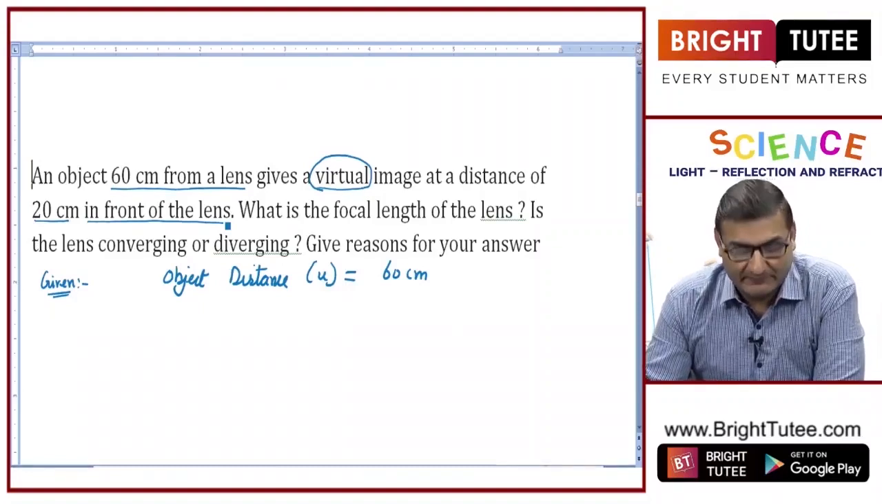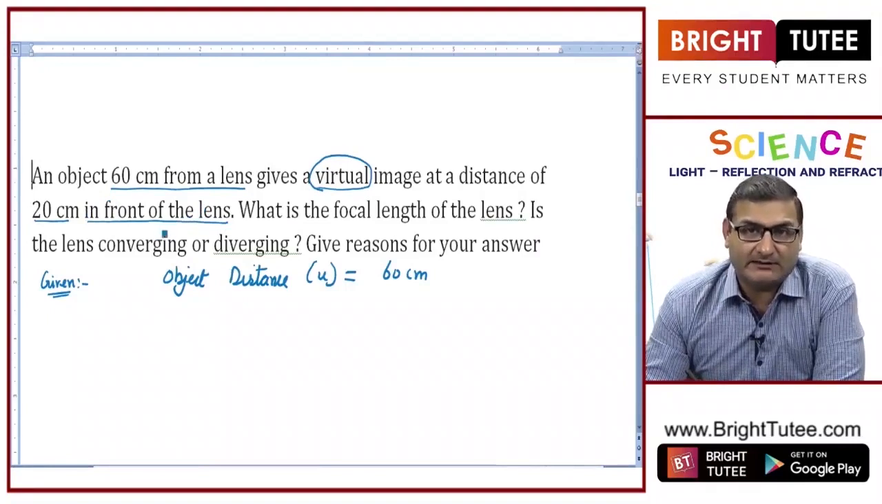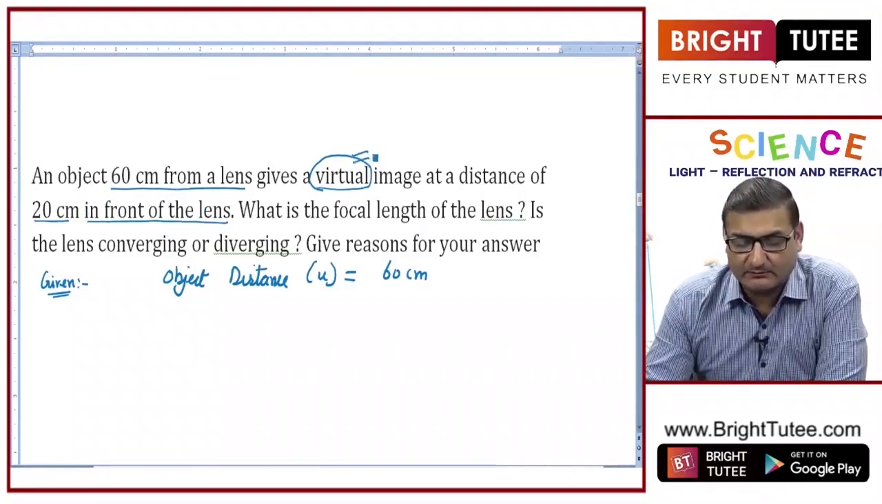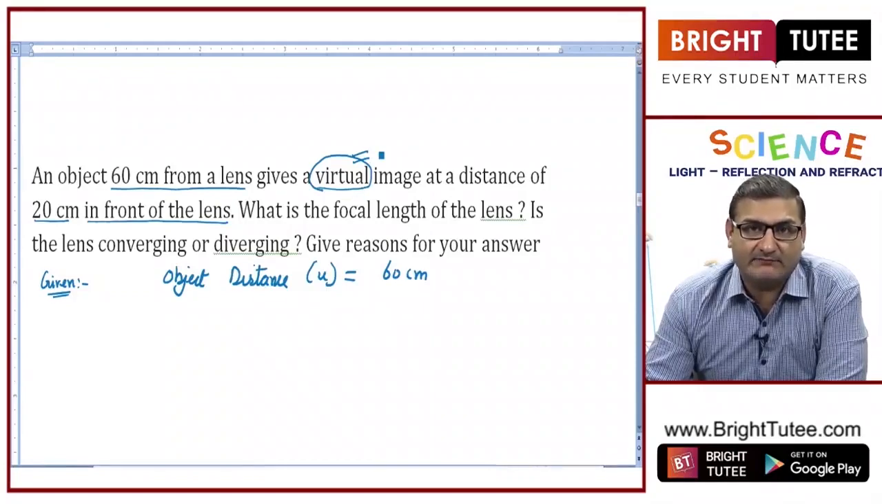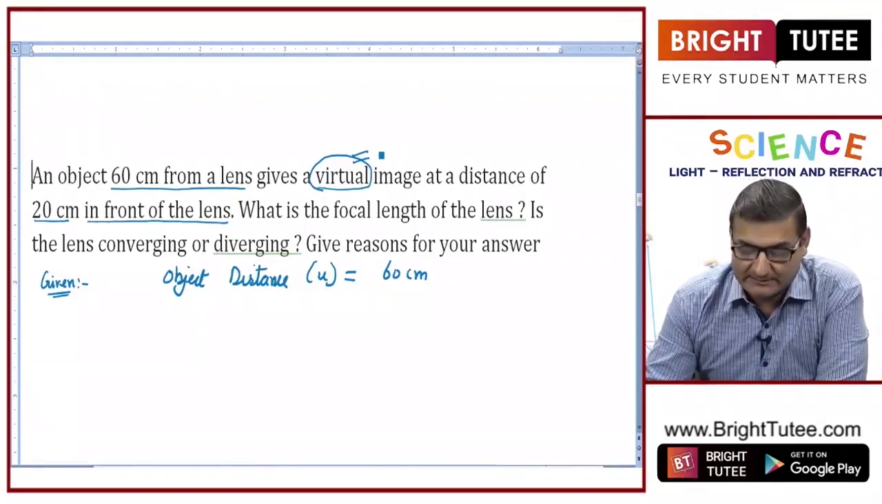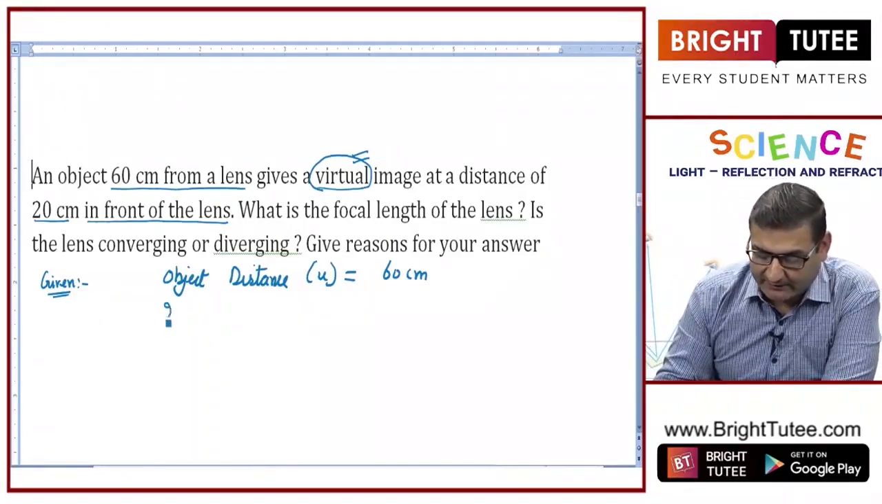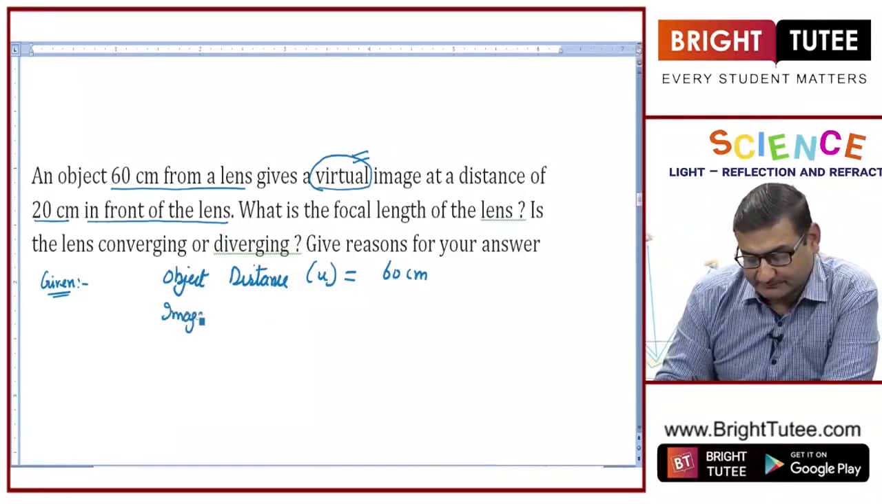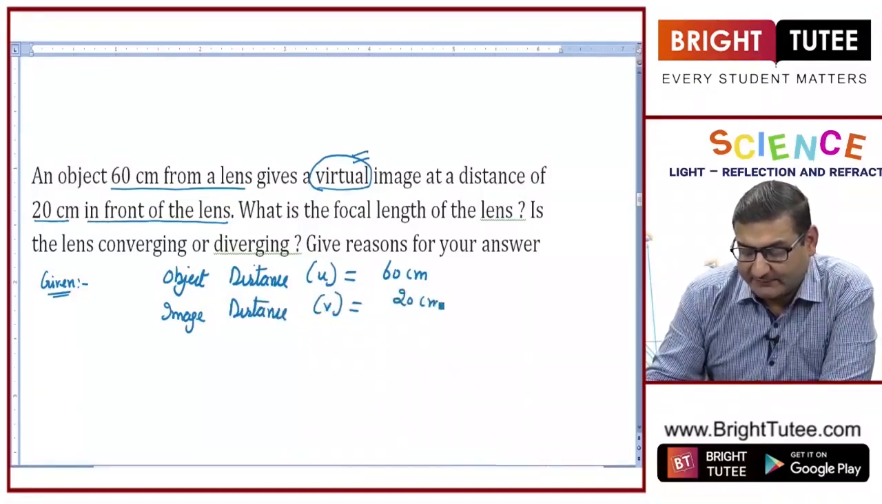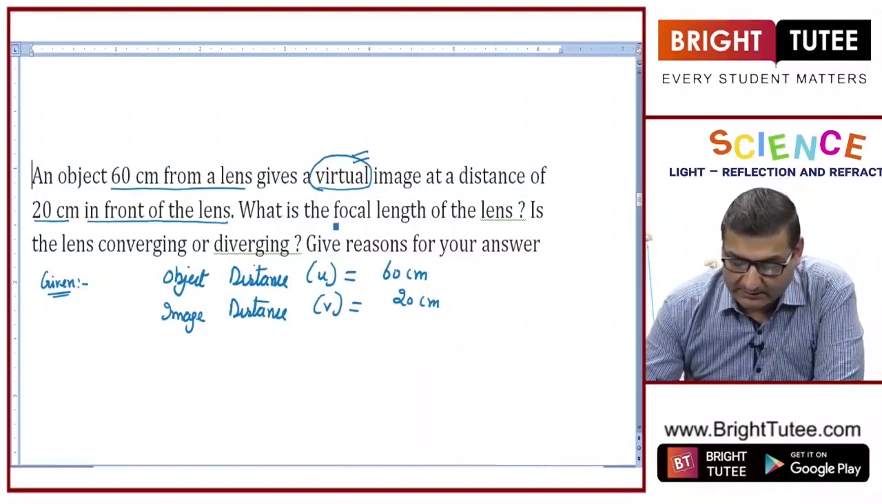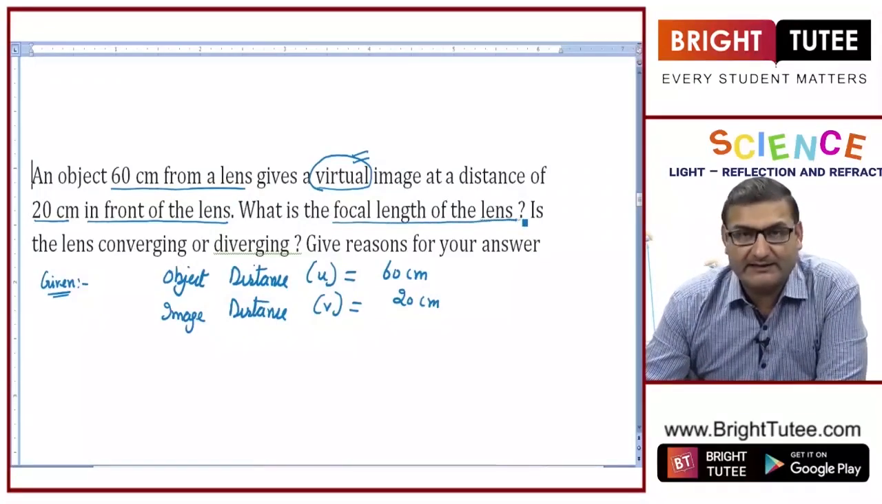Otherwise also, even if it had not been specified as in front, it has made our work easier. But otherwise, by just looking at this particular word, virtual, we could have interpreted ourselves that it would have been in front of the lens. So now we are given image distance. The image distance, that is V, is given out to be 20 centimeters. What is the focal length of the lens?